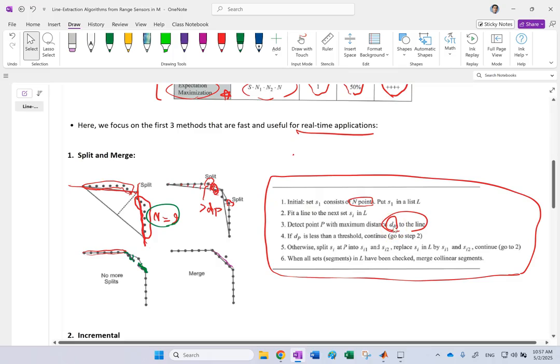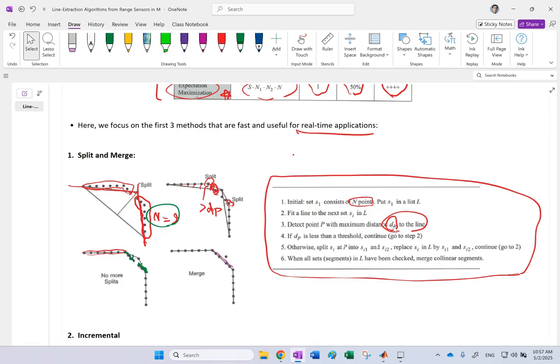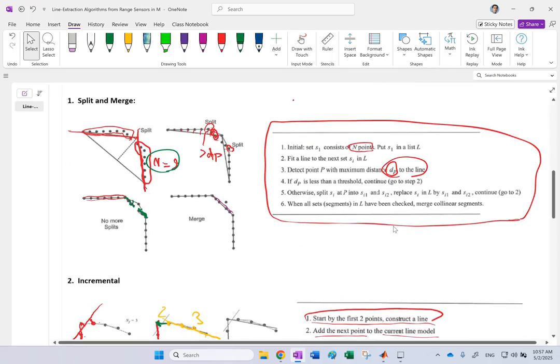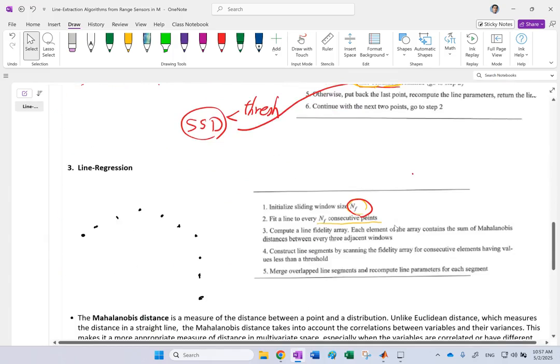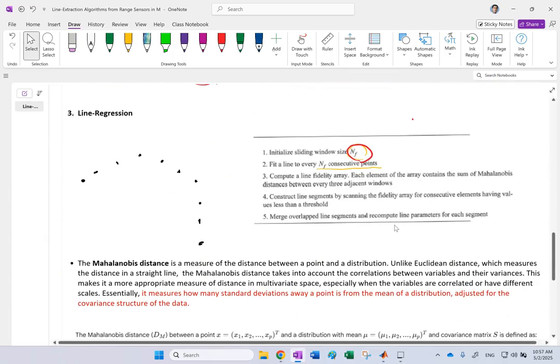Threshold depends on the noise. If your sensor is very noisy, then I have to use bigger thresholds. If my sensor is relatively accurate, then I can use a smaller threshold. Okay, so it depends on the environment, it depends on the sensor, and also how fast your robot is doing its job. These parameters have to be fine-tuned to get the best result.